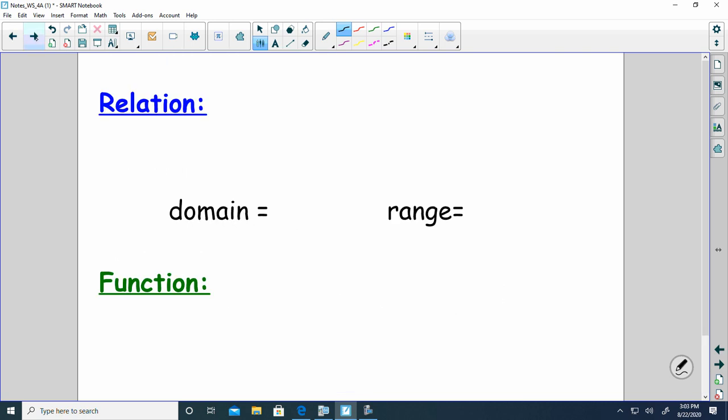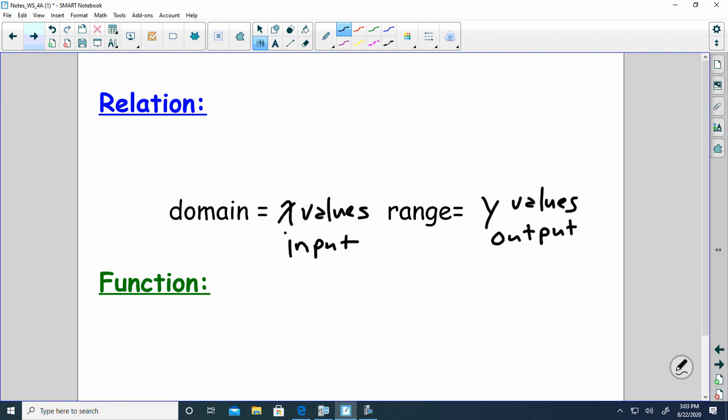So a relation is just a bunch of ordered pairs, like (2, 6), (10, 9). It's something that's taking place that's basically getting us both an x and a y component, or two different variable components. The domain are your x values, and the range are your y values. Some of you might have heard domain being referred to as input, and range as output.